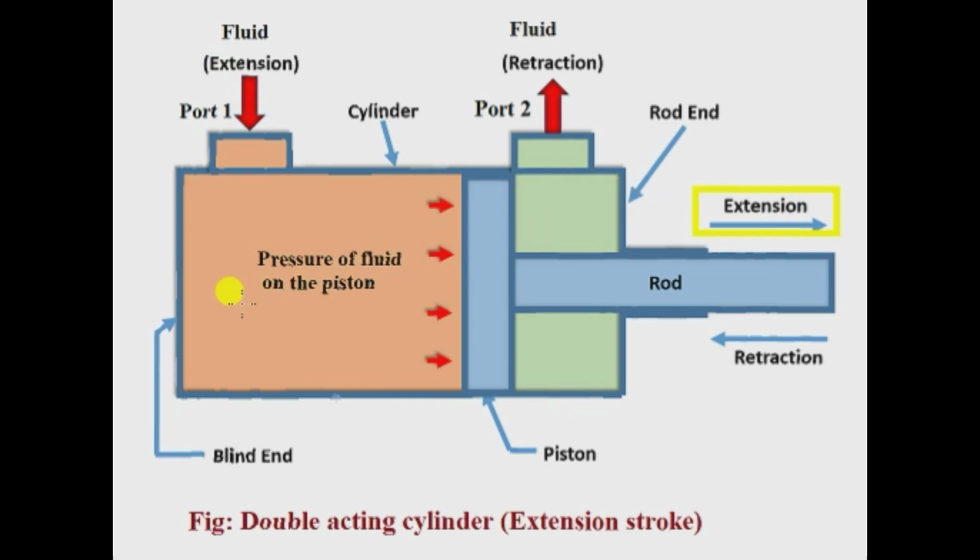As the piston moves towards the rod end or right side, the exhaust fluid from the previous stroke present at the rod end at this portion will go out of the cylinder through port 2. Parallelly, the fresh working fluid coming into the cylinder stops. This is the case when the piston reaches the rod end side. This is all about case 1.